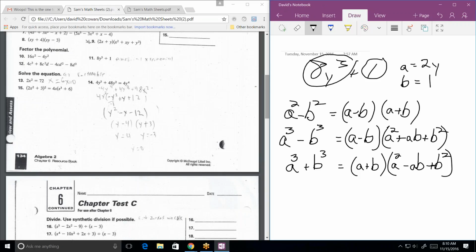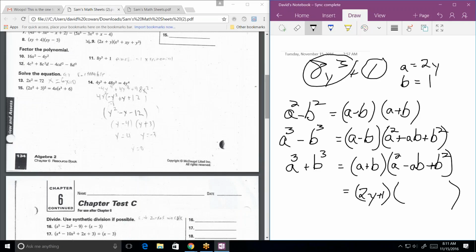So what we have is a cubed plus b cubed. So we need to separate it into what? What would the rest of it be? Binomial and trinomial. Well, fill it in for me. In other words, this first linear term is going to be what? The first term is going to be 2y plus 1, right? Correct.